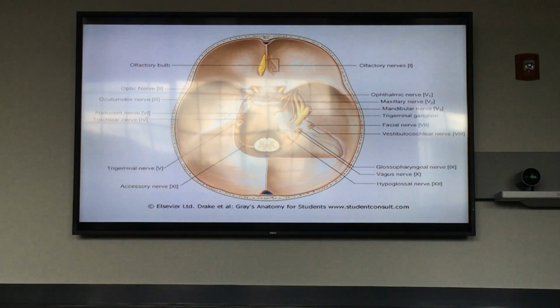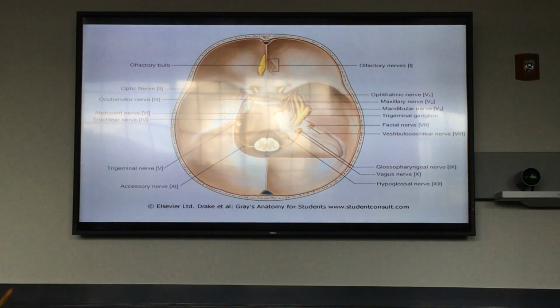Which was the mandibular branch of the trigeminal nerve going to the mandible. Okay, so it exits 3 different holes. The optic nerve is the only thing that passes through the optic canal. We've got the olfactory bulb that's sitting on top of the cribriform plate, receiving inputs from the olfactory nerves.